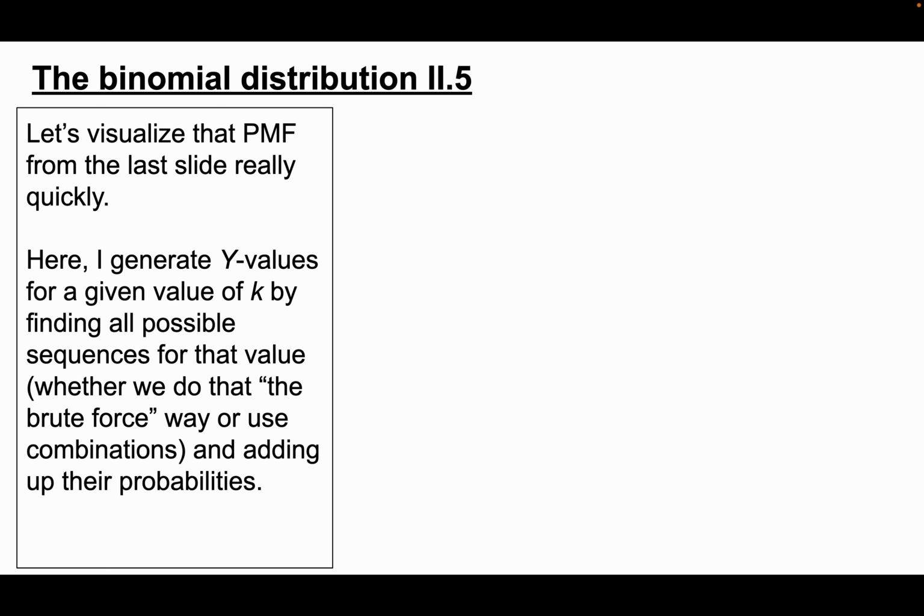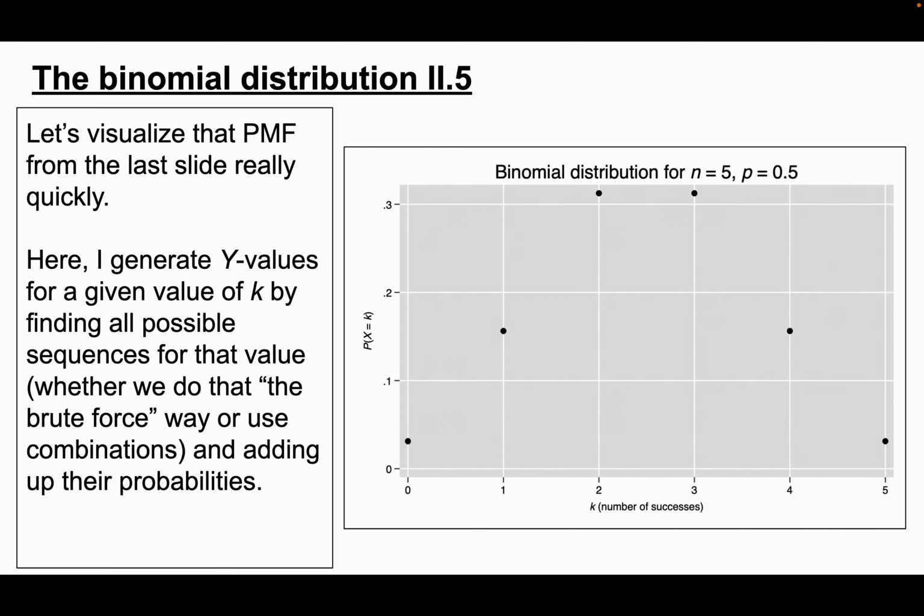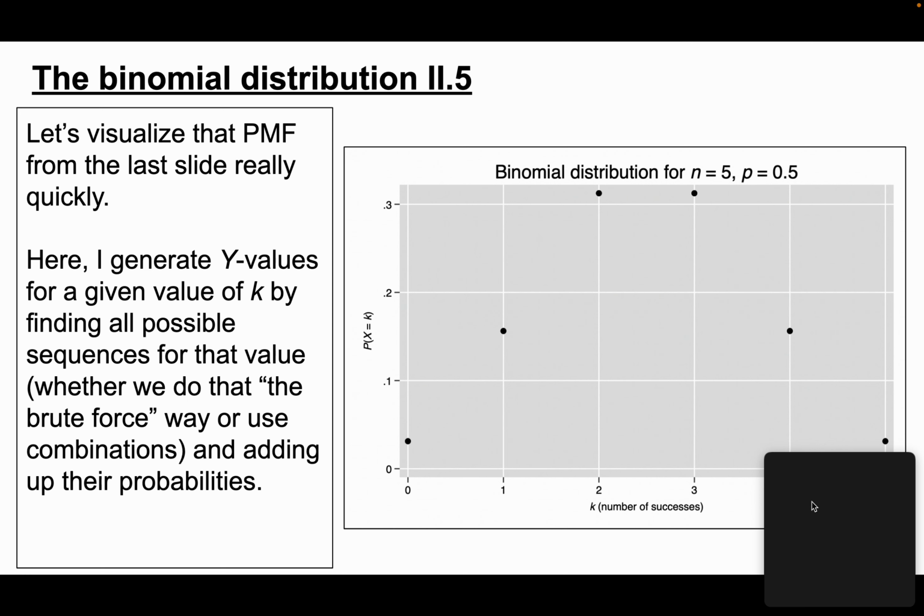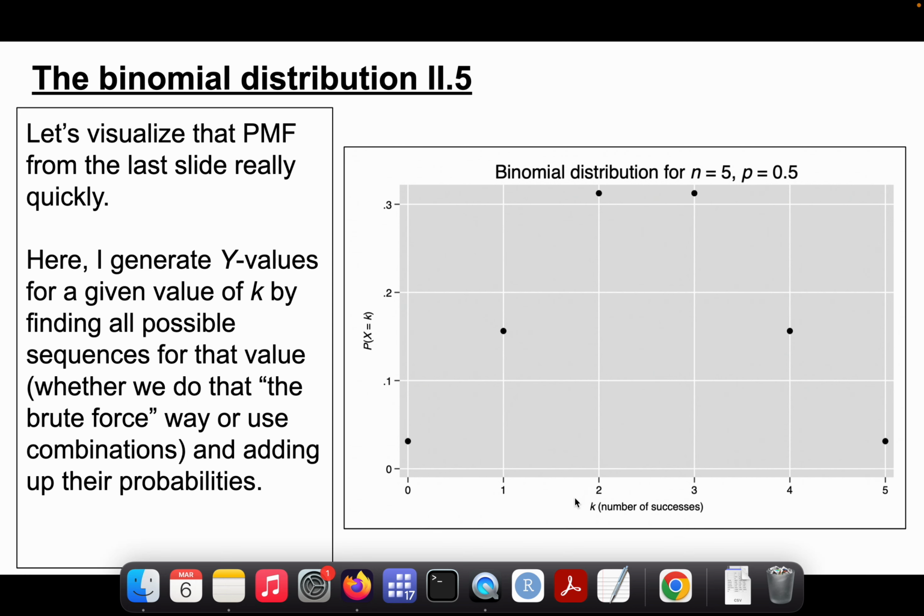Let's visualize the probability mass function from that last slide really quickly. So here I generate y values for a given value of k by finding all possible sequences for that value and then adding up the probabilities. In other words, I just used the binomial distribution formula here. So you can see that we got for k in this case for 3, 0.3125, but we also would get the same thing for 2, which again should be intuitive, because this also means getting 3 tails and 2 heads. And since tails and heads are equally probable, this should be the same thing.